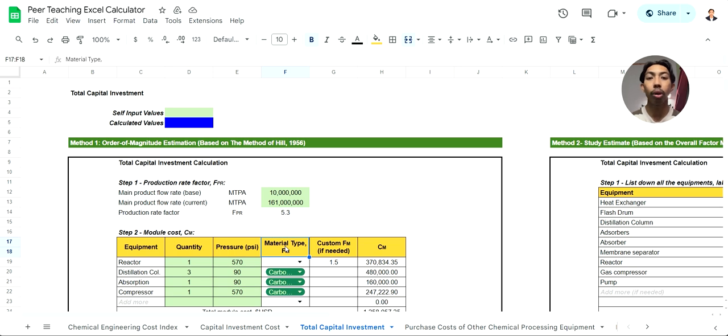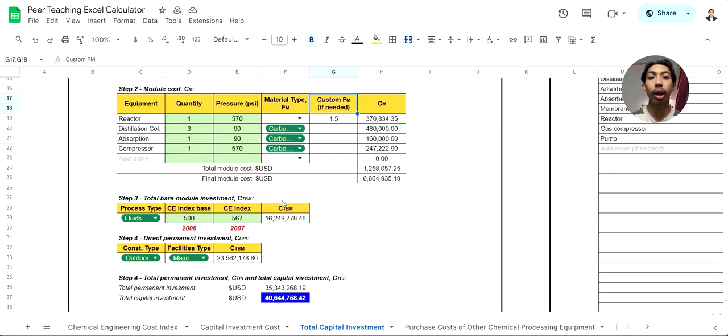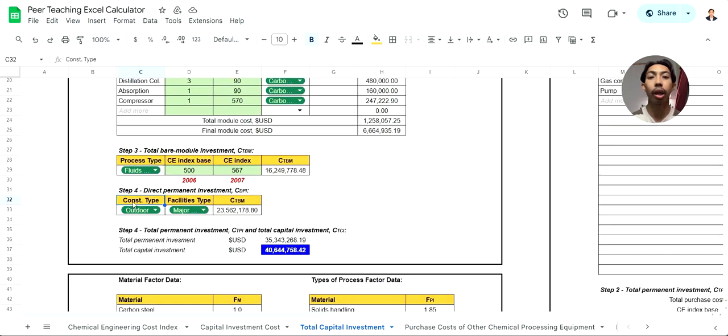The CM or module cost is automatically calculated, and if the material isn't listed, users can simply type in a custom FM. In step 3, we adjust the total module cost based on the Chemical Engineering Cost Index and the process type to get the bare module investment. In step 4, we apply construction and facility factors to get the direct permanent investment. Then calculate the total permanent investment, and finally the total capital investment.